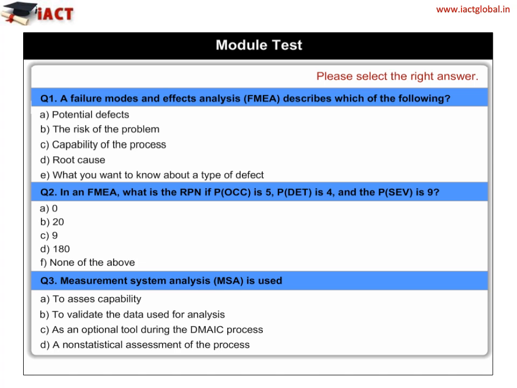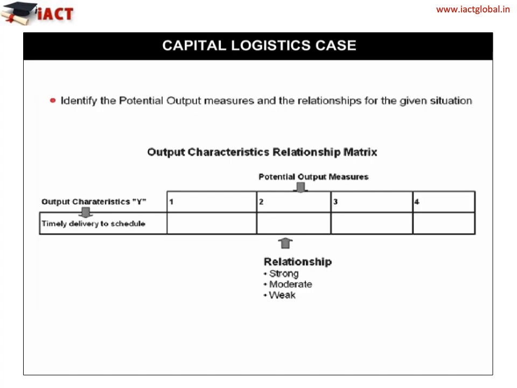Measurement System Analysis, MSA, is used: A. To assess capability. B. To validate the data used for analysis. C. As an optional tool during the DMAIC process. D. A non-statistical assessment of the process.